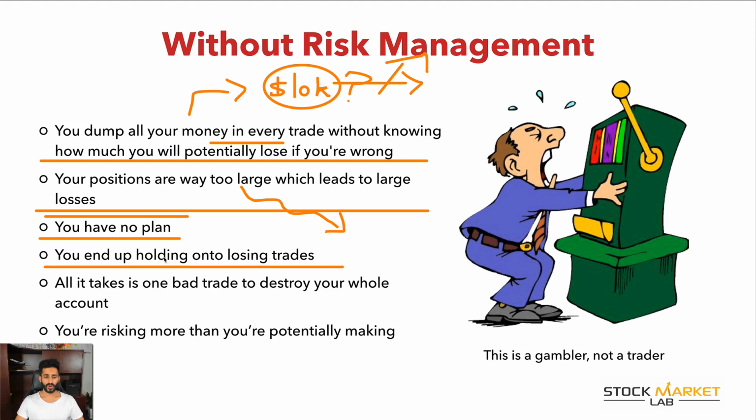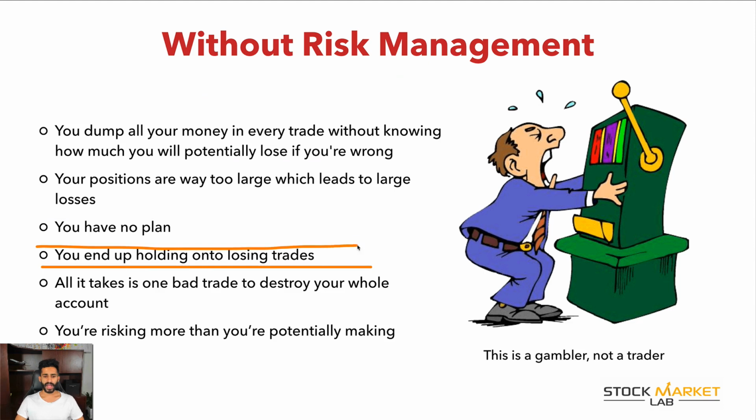Another aspect showcasing that you're not using risk management is if you have no plan, you end up holding on to losing trades. I know a lot of people that do this. They buy a stock at, let's say, 12. The stock goes to 7 and they still never sell. Next thing you know, that same stock is at $2 and they're down over 80% in one trade. That's terrible trading. That's not even trading, guys. That's gambling. That's not what we're looking to do.